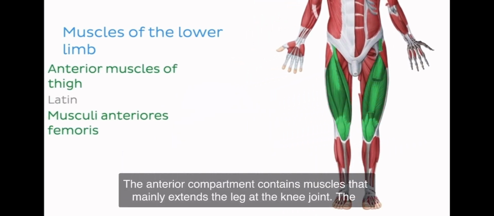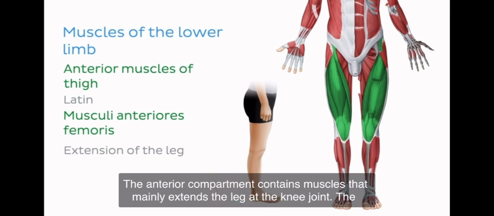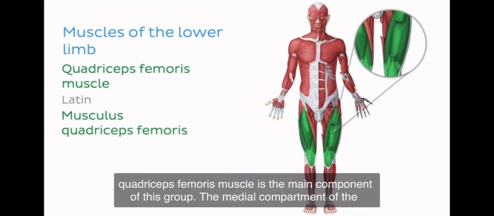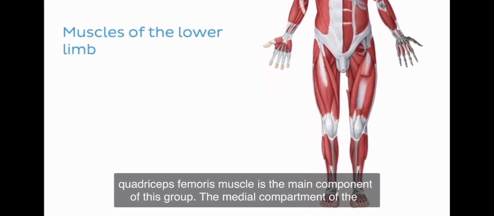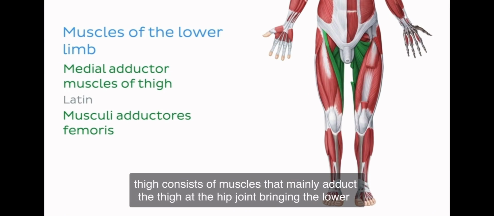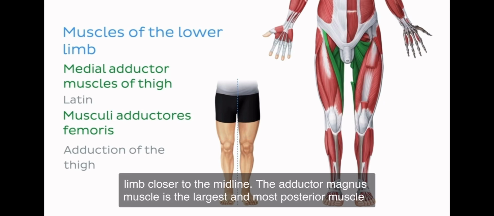The anterior compartment contains muscles that mainly extend the leg at the knee joint. The quadriceps femoris muscle is the main component of this group. The medial compartment of the thigh consists of muscles that mainly adduct the thigh at the hip joint, bringing the lower limb closer to the midline.